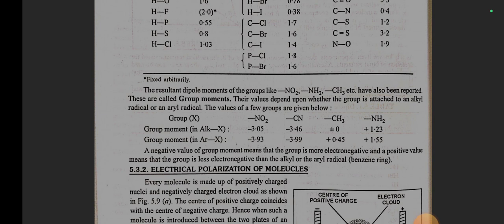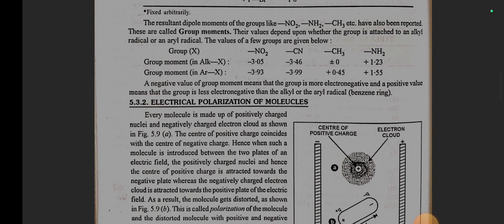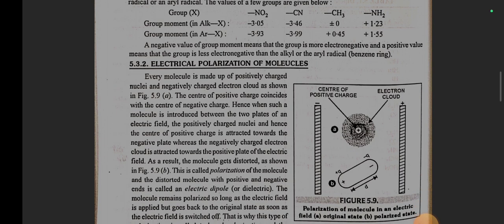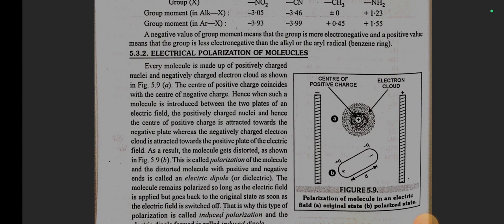The resultant dipole moments of groups like NO2, NH2, CH3, etc. have also been reported. These are called group moments. Their values depend upon whether the group is attached to an alkyl radical or an aryl radical. The values of a few groups are given below. A negative value of group moment means that the group is more electronegative, and a positive value means that the group is less electronegative than the alkyl or aryl radical. That is benzene ring.